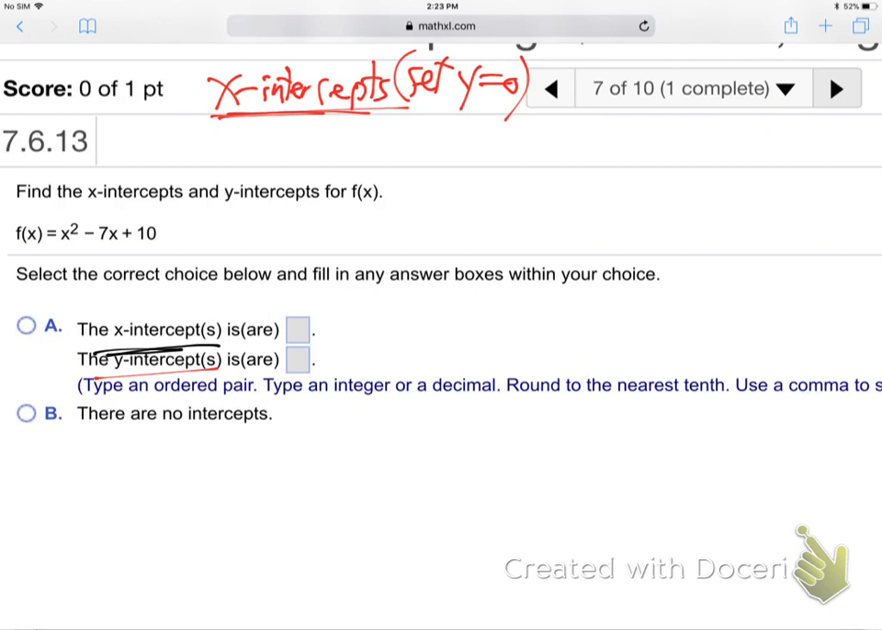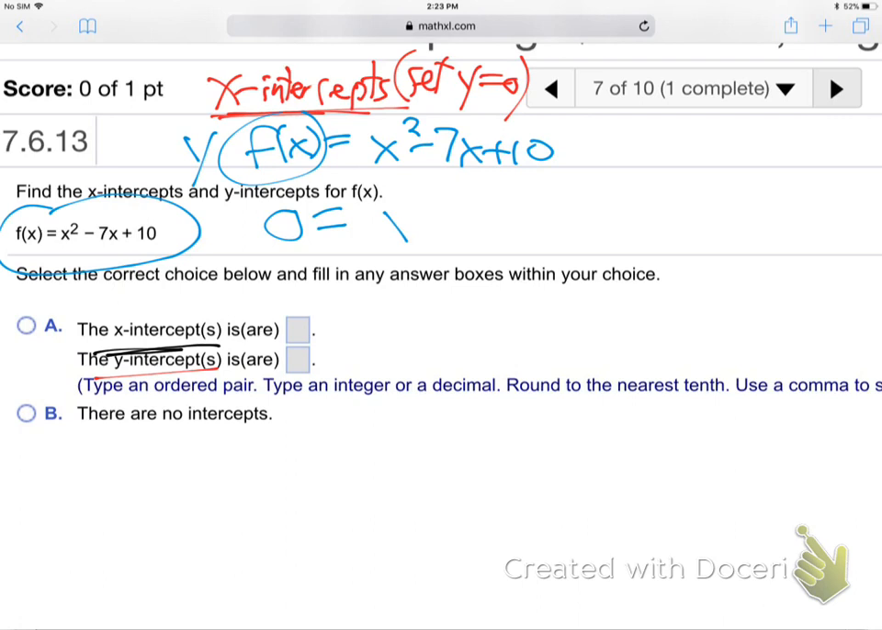All right, so to find the X-intercept, we just set Y to 0. So take this equation, f of x equals x squared minus 7x plus 10, and make y 0. Where's y? This is y, isn't it? So make that 0. That's a good thing to put on your 3x5 card for Monday's test: X-intercepts, make y 0. Y-intercepts, make x 0.